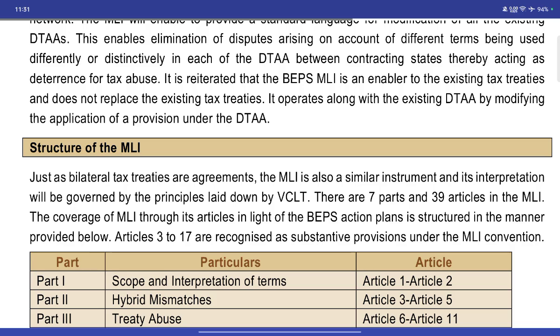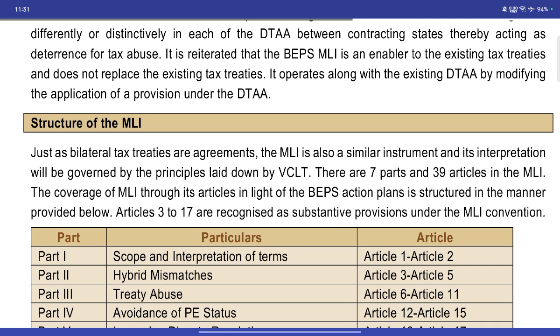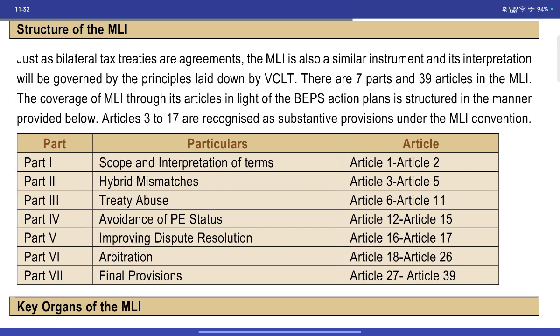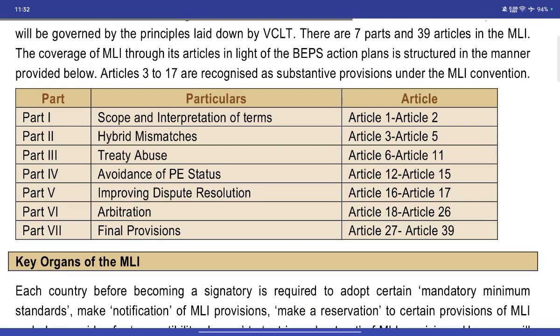Reiterating, the multilateral instrument on base erosion and profit shifting does not replace the existing tax treaties and operates along with the existing DTAs by modifying the application of provisions under the DTAs. Like bilateral tax treaties or arrangements, multilateral instruments are also similar instruments, and their interpretation is governed by principles laid down by the VCLT. There are 7 parts and 39 articles in the multilateral instrument. The coverage of the multilateral instrument articles, in light of the BEPS action plan, is structured in the manner provided below.